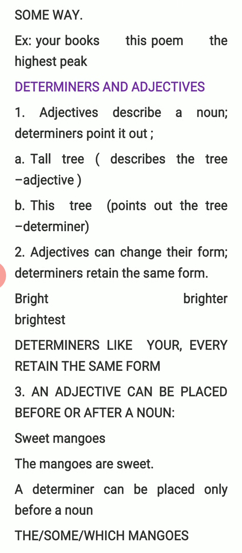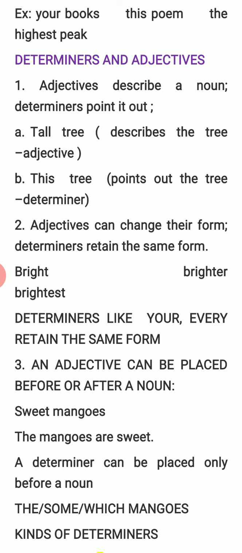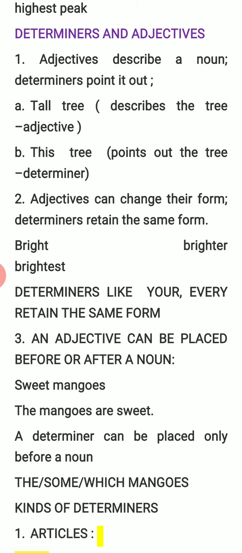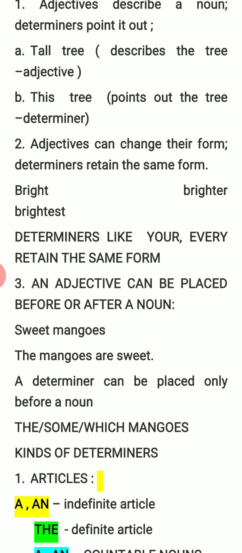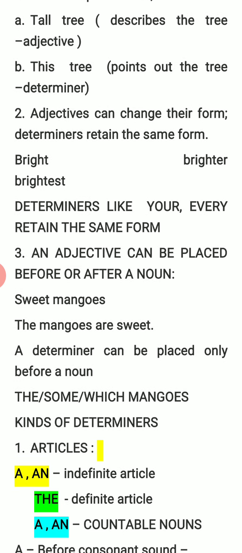Third condition. An adjective can be placed before or after a noun. The condition is that it is placed before or after a noun. Examples are sweet mangoes, the mangoes are sweet. Mangoes is what? Noun. Then determiners can be placed only before a noun. The condition is that it is placed only before a noun. The, some, which mangoes, some mangoes, like that.